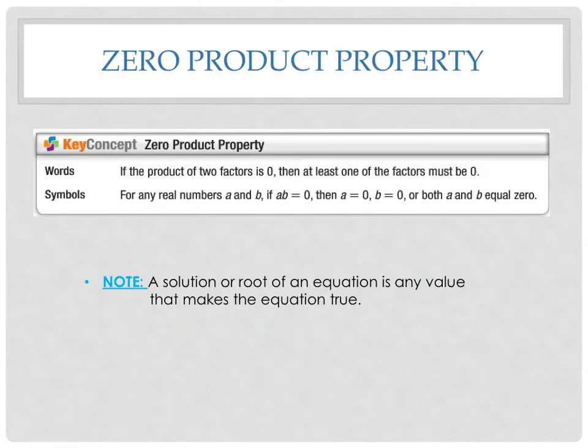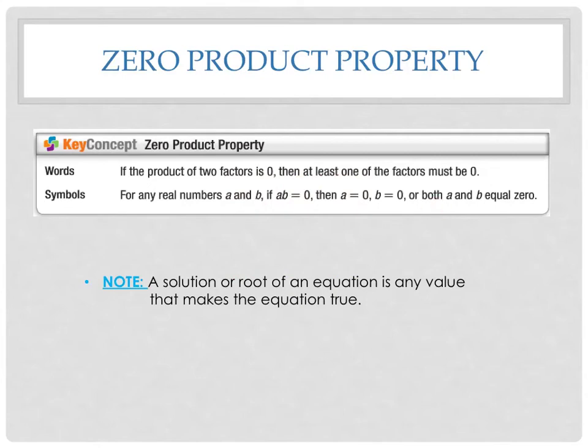The last thing we're going to talk about in this video is called the zero product property. The zero product property states that if the product of two factors is 0, so in other words, two numbers, two factors, when I multiply them, if their answer is 0, then at least one of the factors has to be 0 no matter what. So algebraically, we would just say that a and b are real numbers. So if a times b is equal to 0, then either a has to be 0, b has to be 0, or both a and b can be equal to 0.